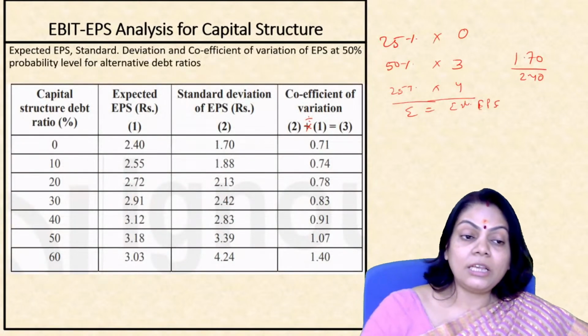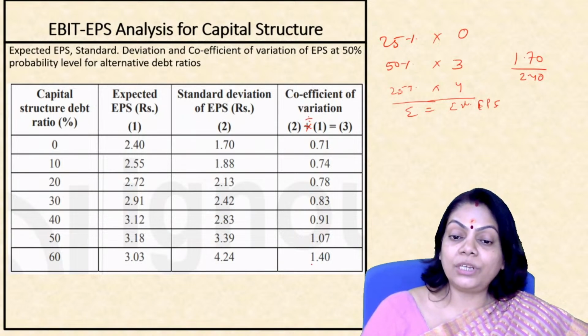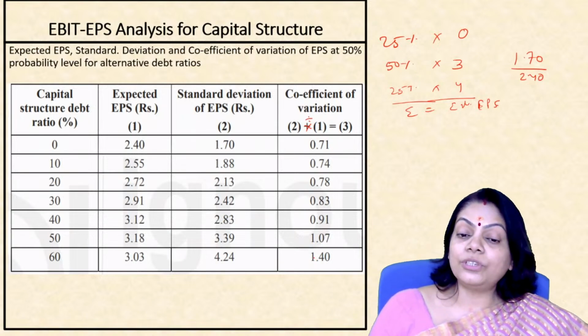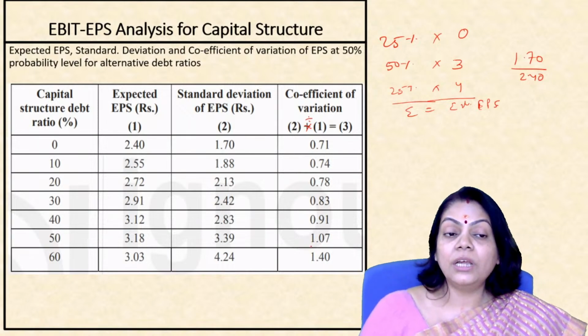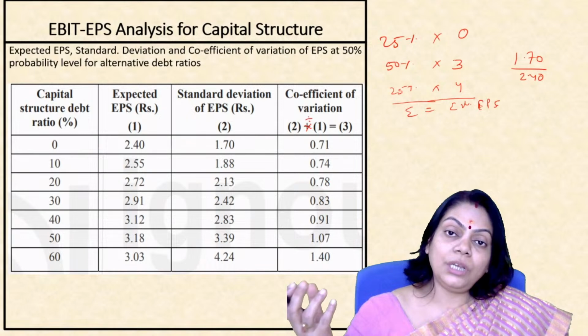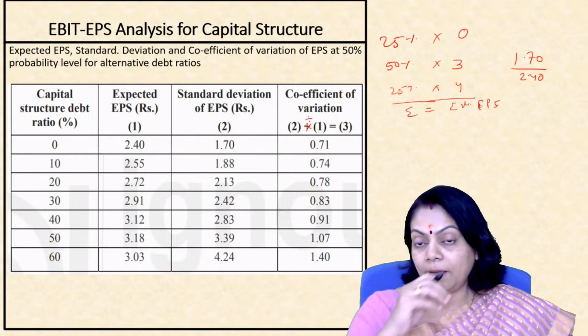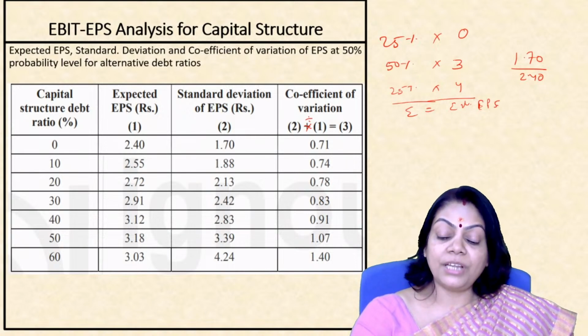Now, see, as we go on from 0 to 60, as we go on increasing the financial leverage, the coefficient of variation also gradually increases. Gradually and consistently it is increasing. So which means that employment of debt gives rise to variability, which in turn gives rise to financial risk.